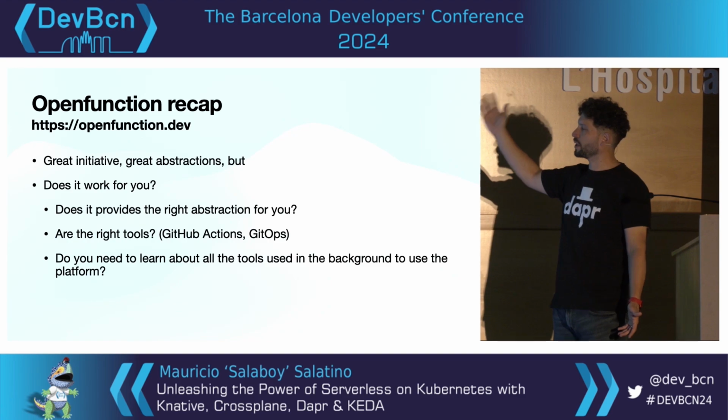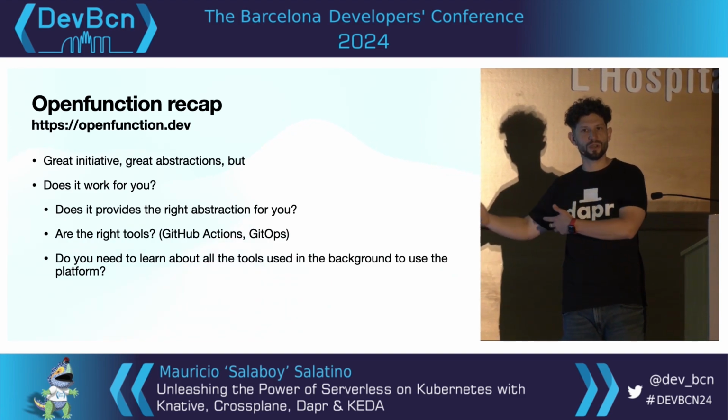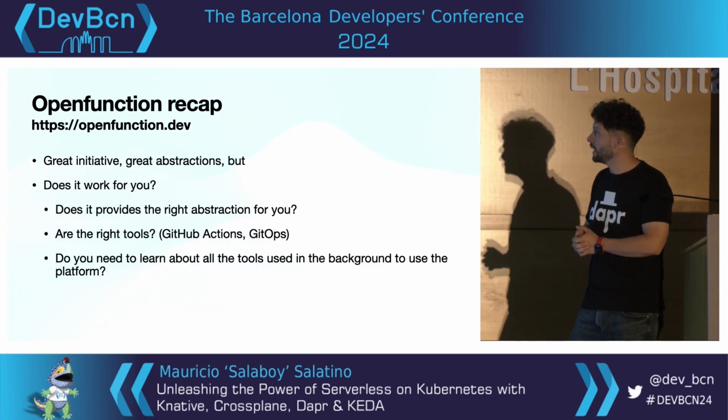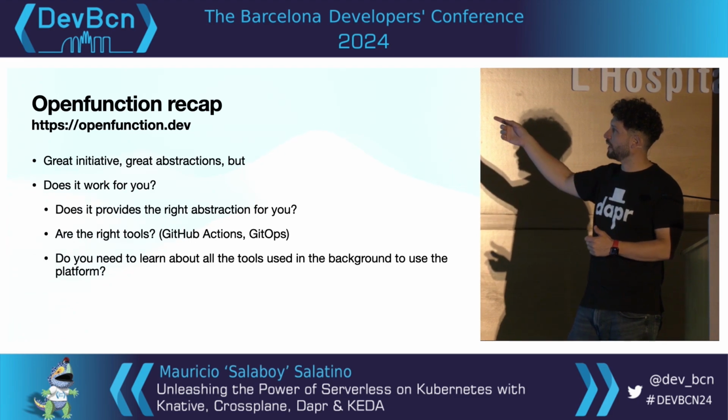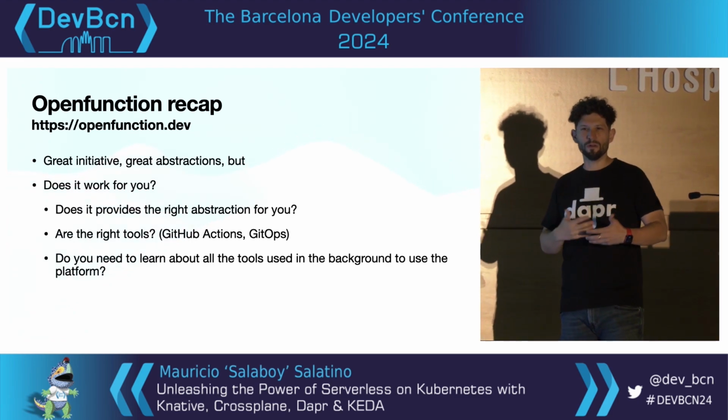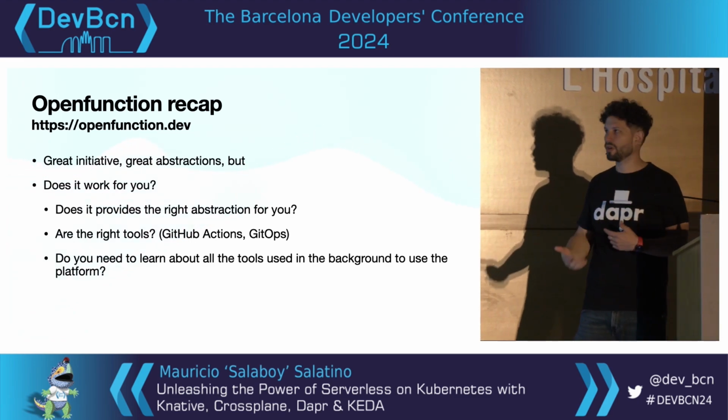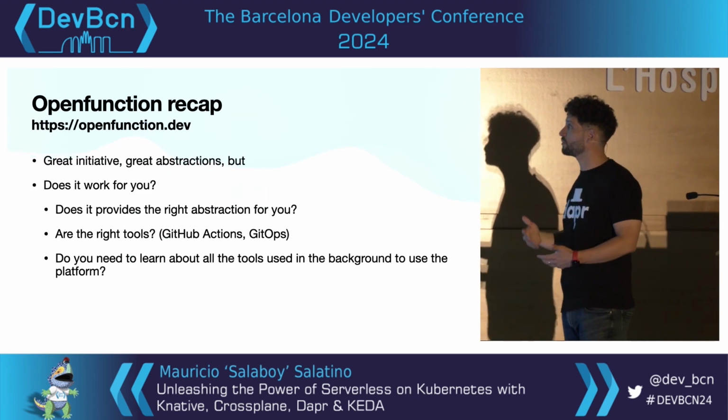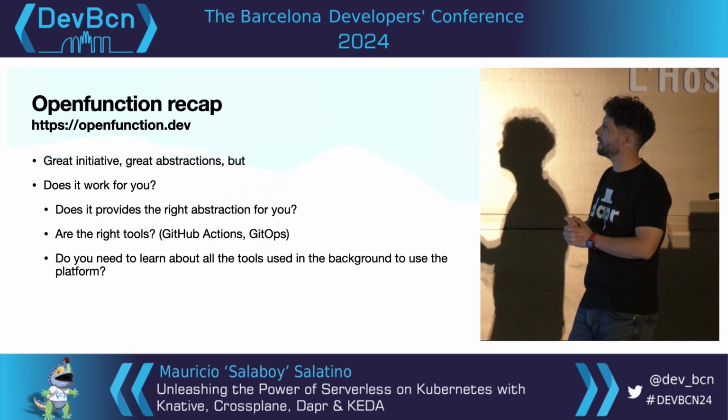But actually, no matter what container you put in there, it's going to be served and built in the same way. And then you need to figure out if you are comfortable with the tools that Open Functions is using. Do you know about those tools or not? Because at some point when things go wrong, you will need to troubleshoot them. So you will need to maintain all that stuff together.